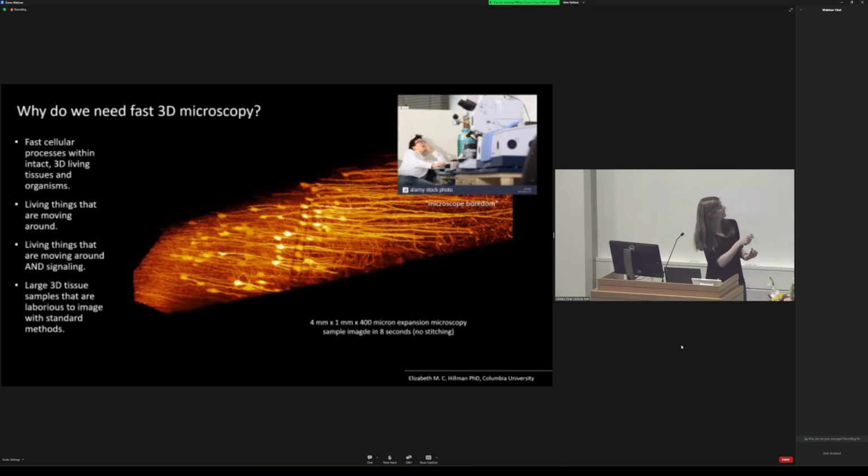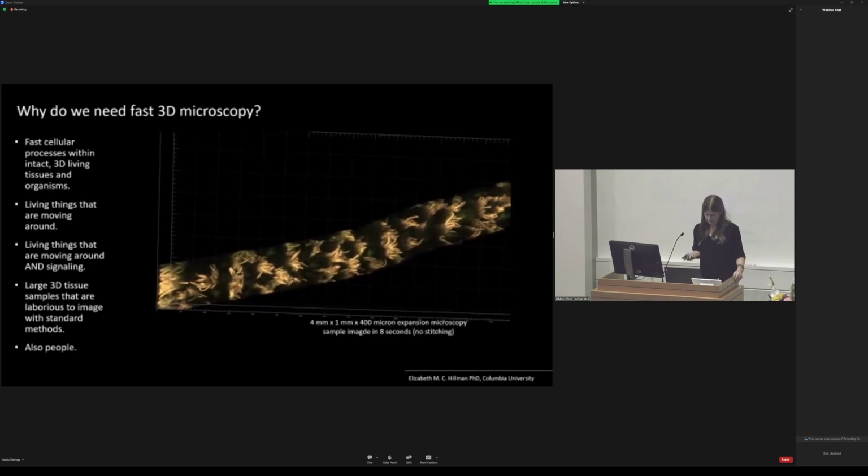But this is a piece of expanded brain tissue from Ed Boyden's lab. It's 4 millimeters long, and we imaged the whole thing in just 8 seconds. And so we realized actually that we had something. If we really focused on going as fast as we possibly could, we could even solve questions of imaging dead things because it's boring waiting a really long time to image things. And also people, so we'll get to that.